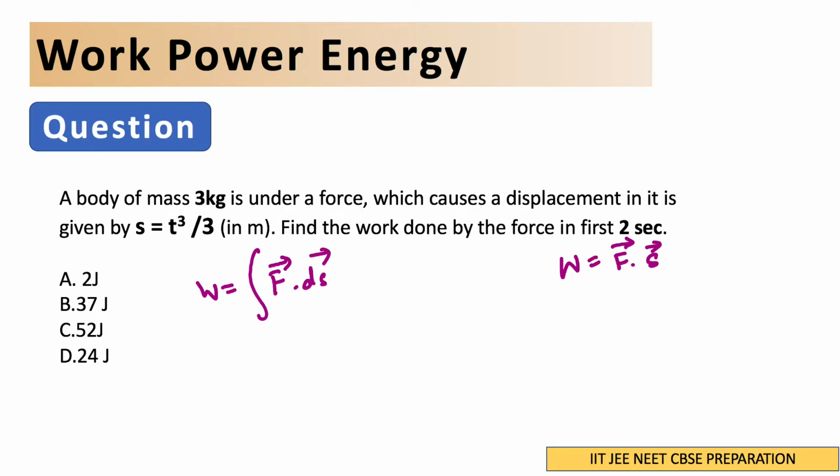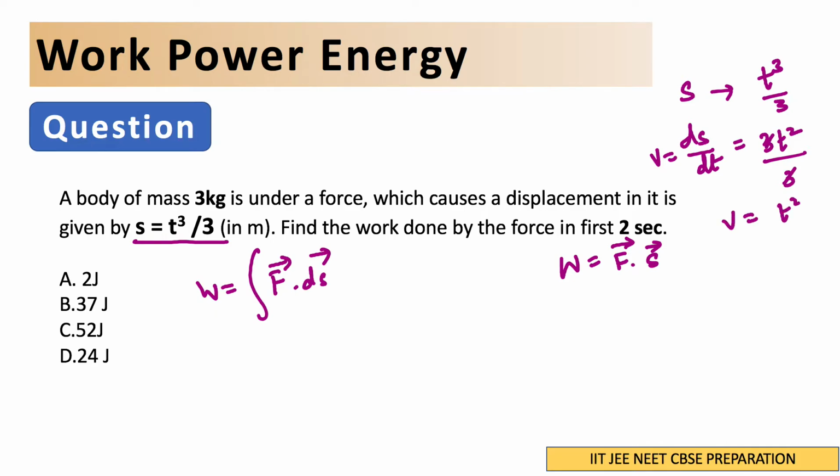So we have been given S = t³/3 in the question. What all can we find from S? We can find ds/dt, which is going to give us the velocity. If you differentiate t³/3, t³ becomes 3t², and by 3, the 3 gets cut. So you get velocity v = t².